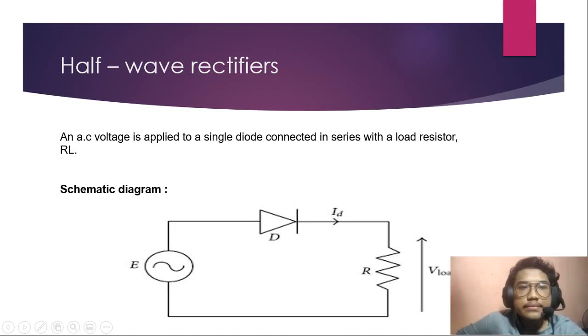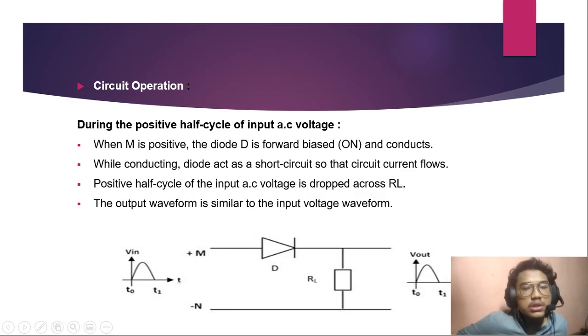Circuit operation for the half wave: during the positive half cycle of the input AC voltage, when M is positive, the diode is forward biased and conducts. While conducting, the diode acts as a short circuit, so the circuit current flows. The output waveform is similar to the input voltage waveform, Vin equal to Vout.